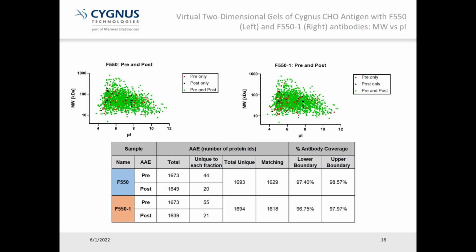This is more useful than the 2D silver stains because it allows for color coding the spots, making it easier to identify if there's a pattern of missed spots. Here you can see the missed spots in red are mostly evenly distributed, indicating there is not a certain type of protein that is not recognized by the antibodies.